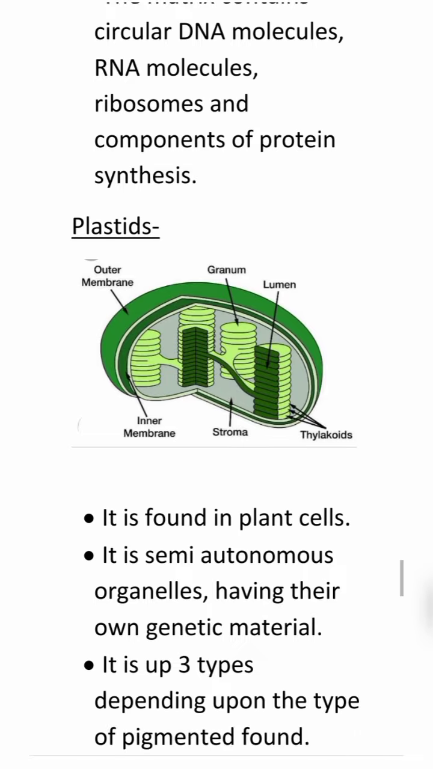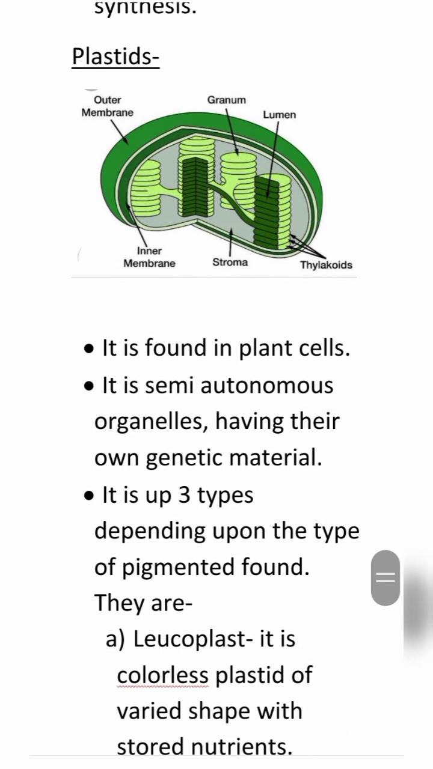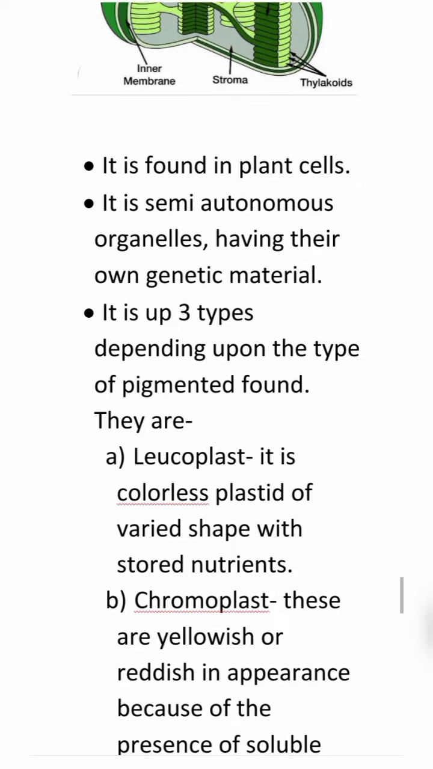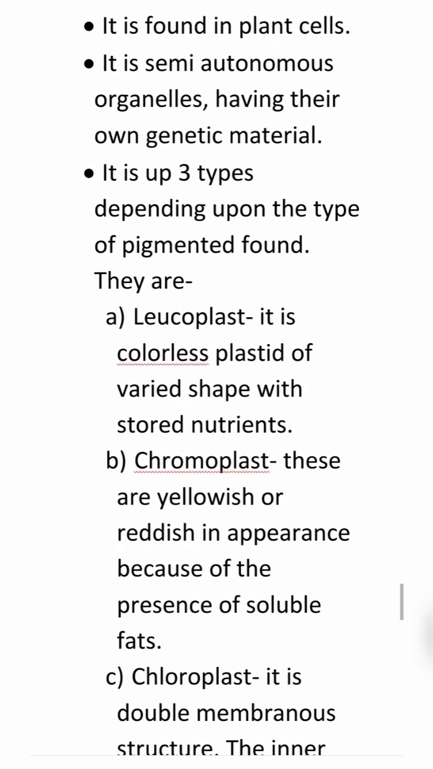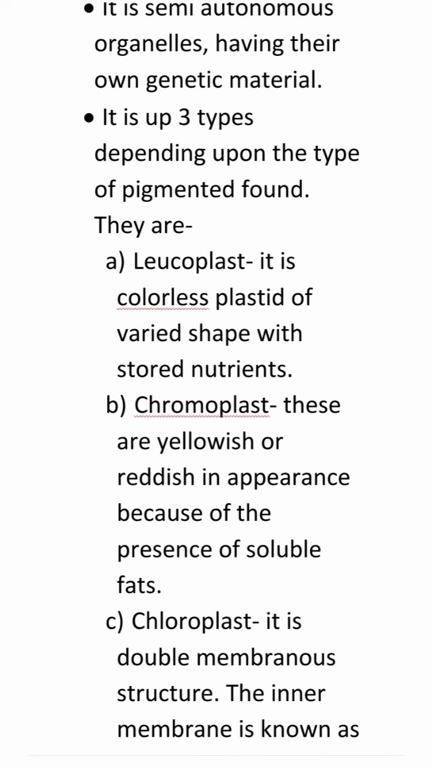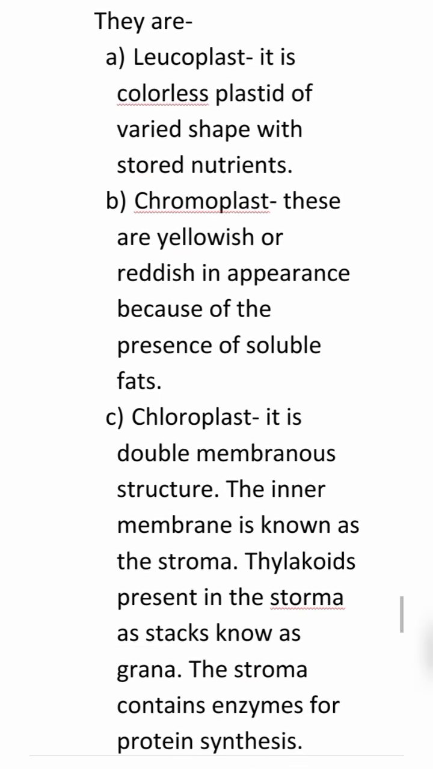Then plastids. This is the diagram of a chloroplast. It is found in plant cells. It is a semi-autonomous organelle having its own genetic material. It is of three types depending upon the type of pigment found there. They are leucoplast, which is a colorless plastid of varied shape with stored nutrients. Then chromoplast and chloroplast. Okay, then chromoplasts. These are yellowish or reddish in appearance because of the presence of soluble fat.